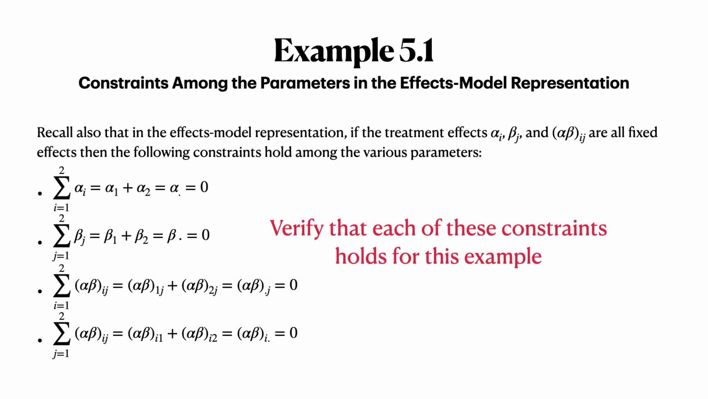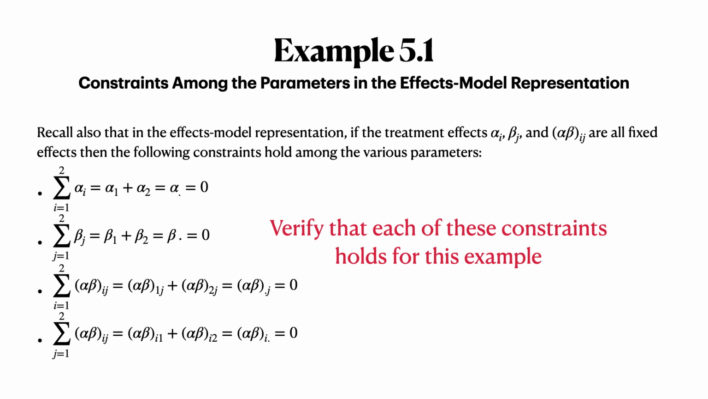Now recall also that in the effects model representation, if the treatment effects alpha sub i, beta sub j, and the alpha beta ij's are all fixed effects, then the following constraints hold among the various parameters. So the first one is that the alphas sum to 0. The second constraint is that the betas sum to 0.